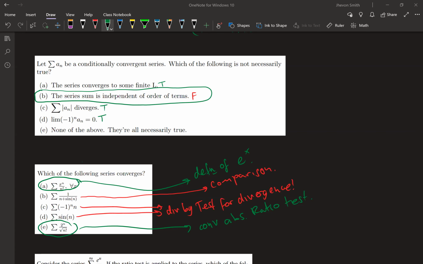So throwing that into a ratio test, you should kind of see that that limit is going to go off to 0, actually. That's going to converge very fast. So that actually converges.